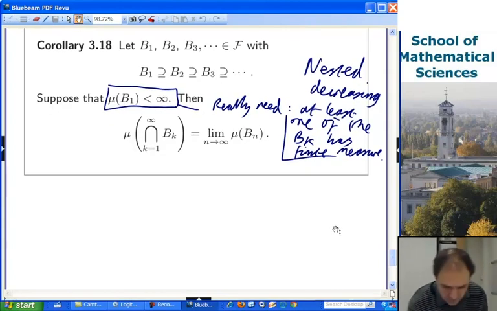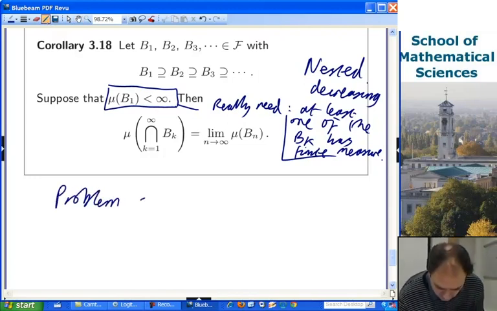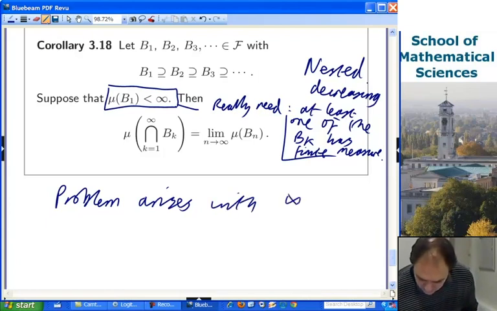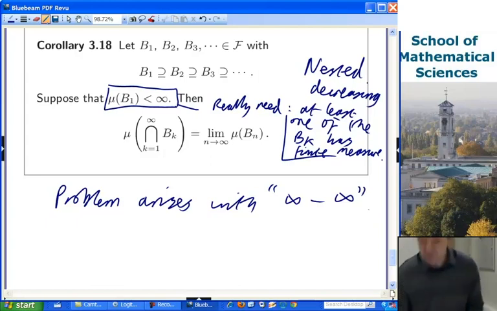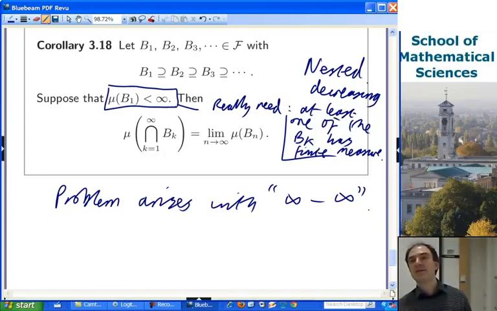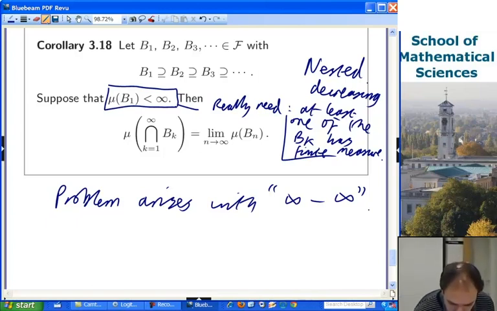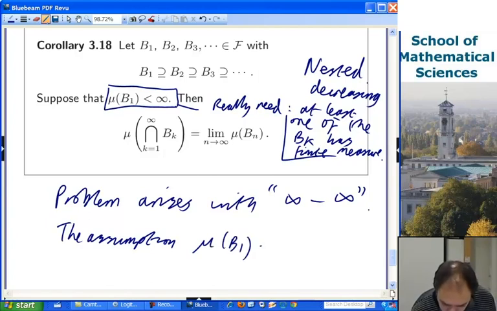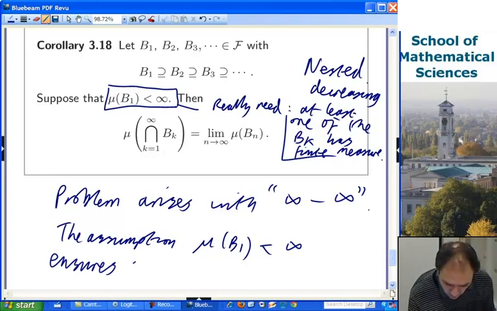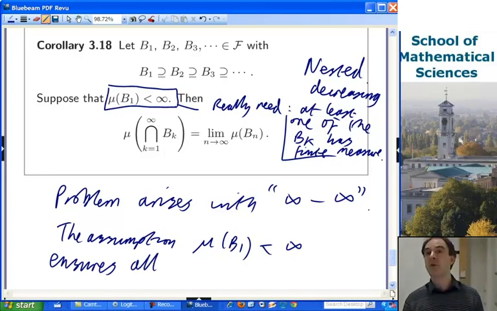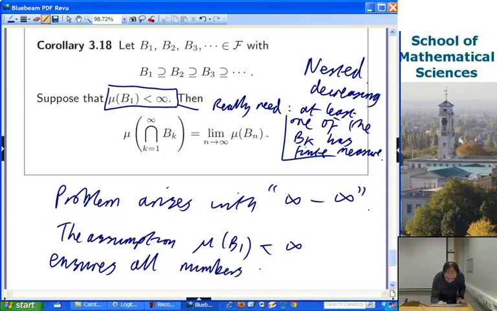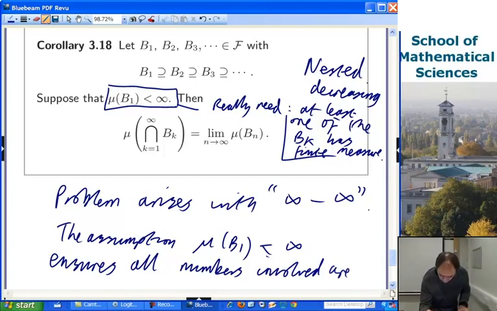So the problem arises with infinity minus infinity, okay? Which is not allowed. You can subtract finite real numbers from infinity without doing anything wrong. Or we can certainly subtract finite real numbers from each other with certainly no problems. So the assumption that mu of B_1 is less than infinity ensures that all the numbers involved are real numbers, and then you'll have the usual algebra of limits in the real numbers and so on.